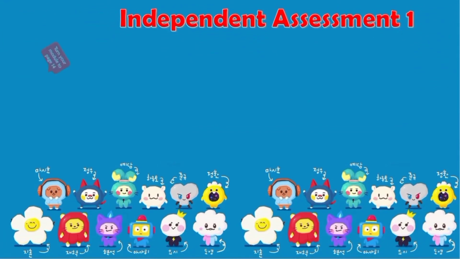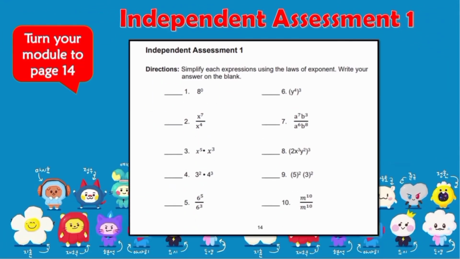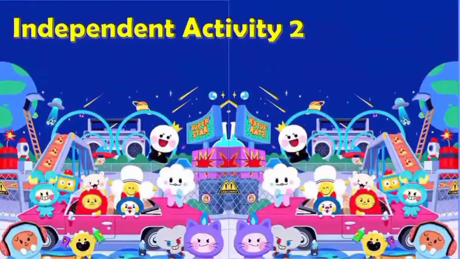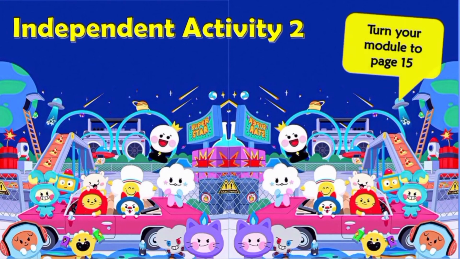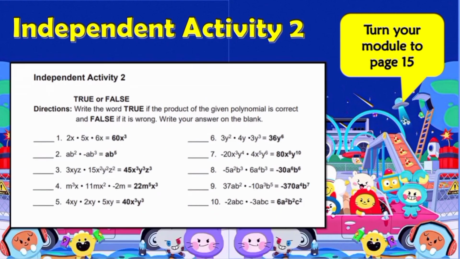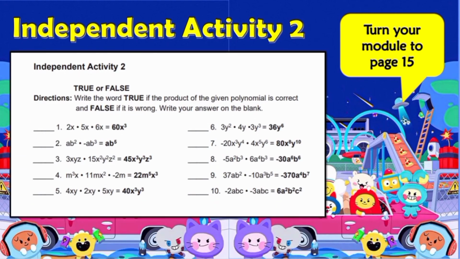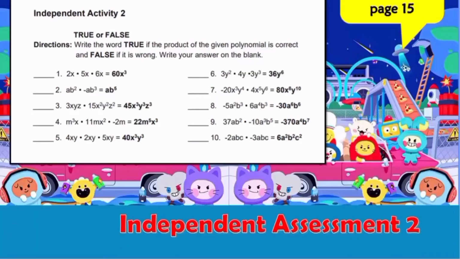Dependent assessment number 1. Turn your module to page 14. Simplify each expression using the laws of exponent. Write your answers on the blank. Independent activity number 2. Turn your module to page 15. True or false? Write the word true if the product of the given polynomial is correct and false if it is wrong. Write your answer on the blank.